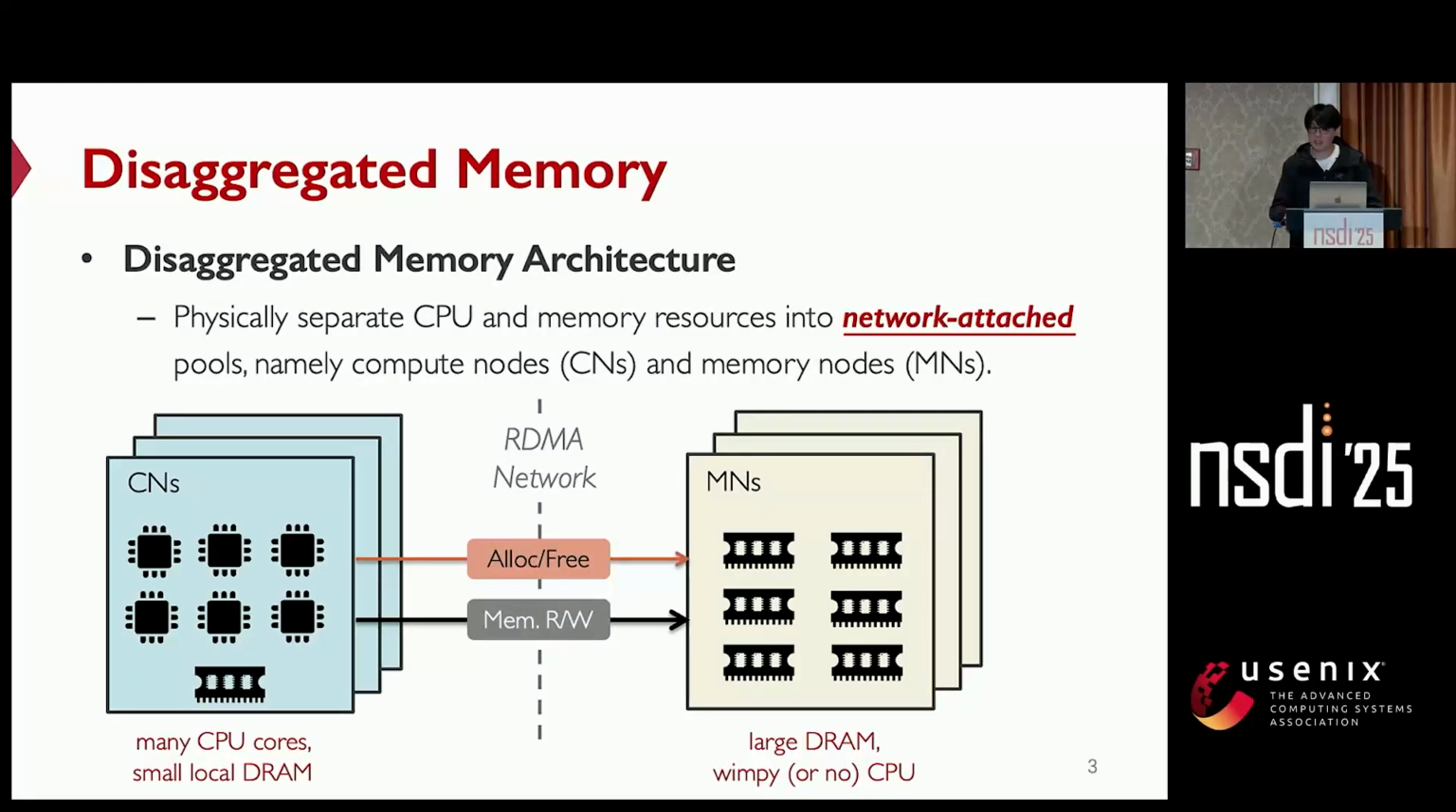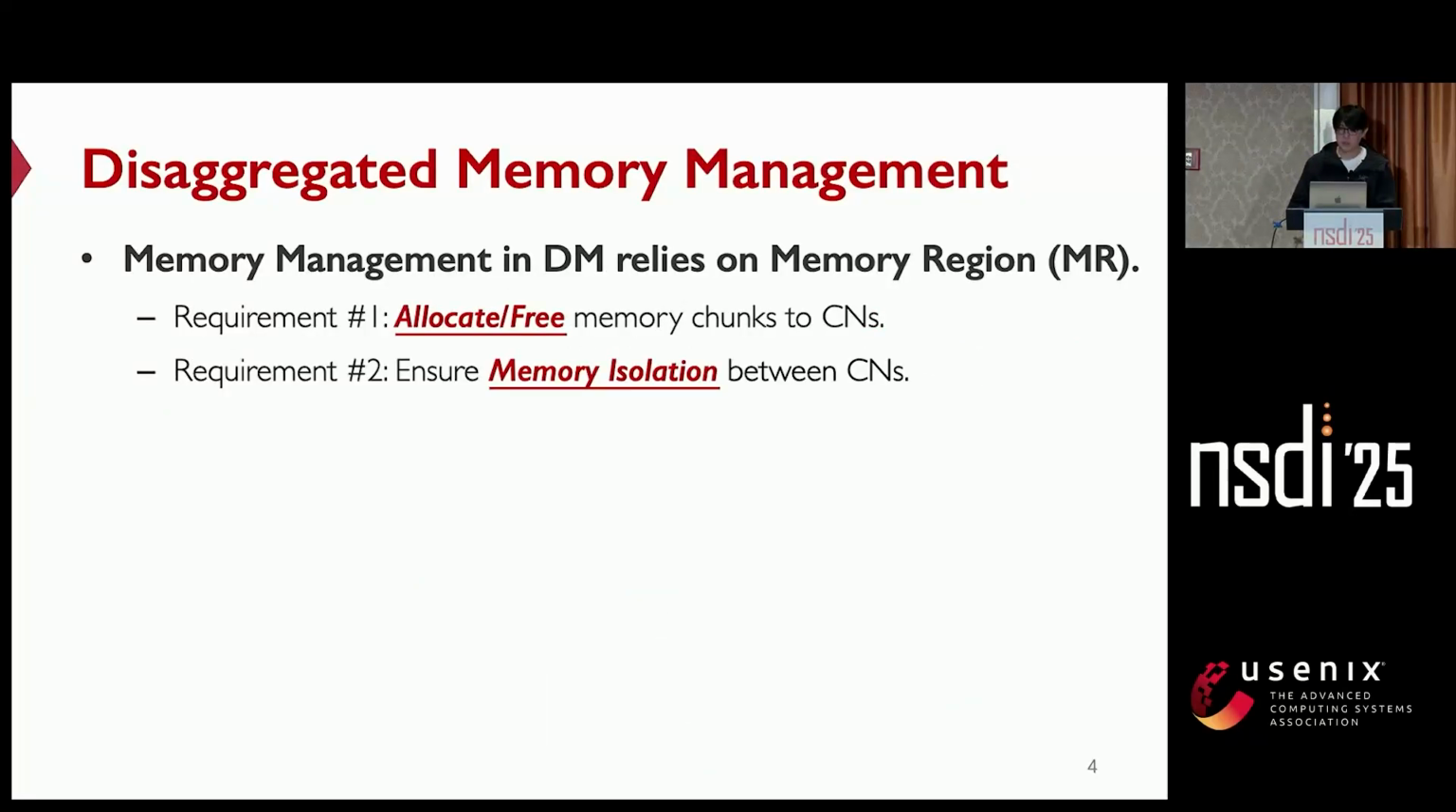RDMA provides highly efficient one-sided memory access primitives, allowing compute nodes to access remote memory with ultra-low latency. Besides remote memory access, in disaggregated memory systems, memory nodes also have to manage memory by handling allocation and deallocation requests from compute nodes and ensure memory isolation between different compute nodes.